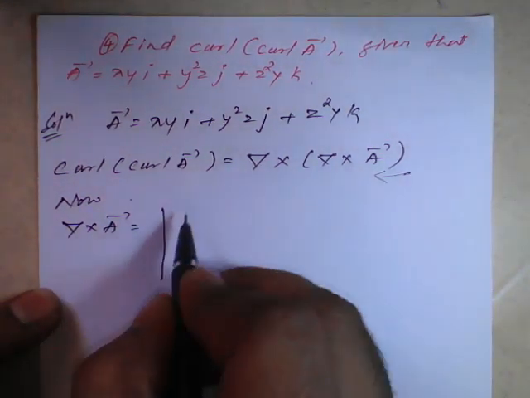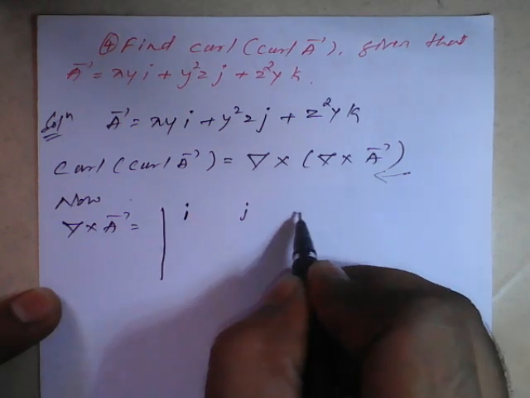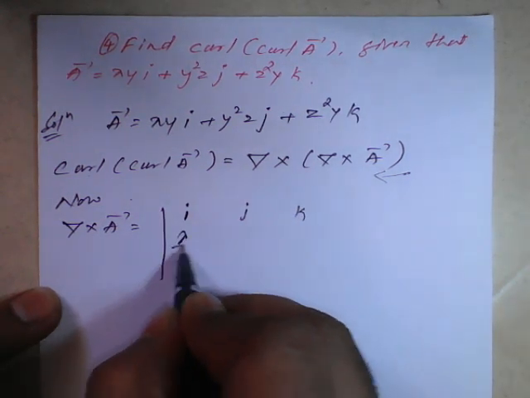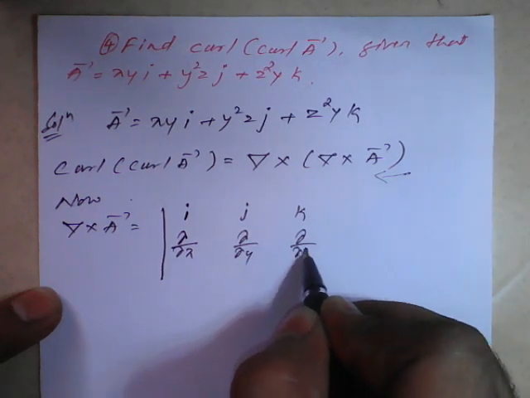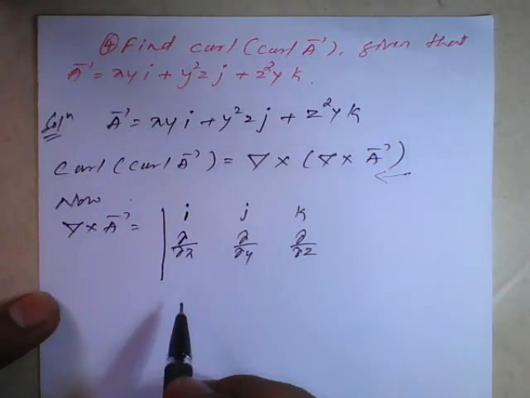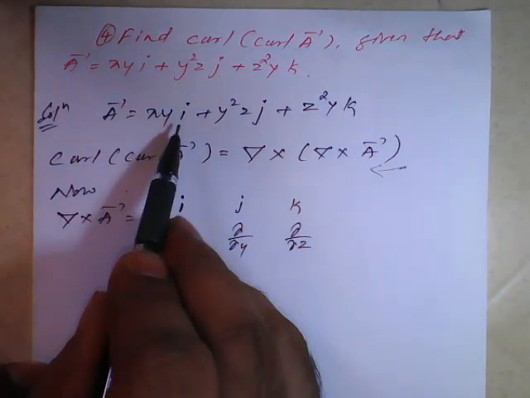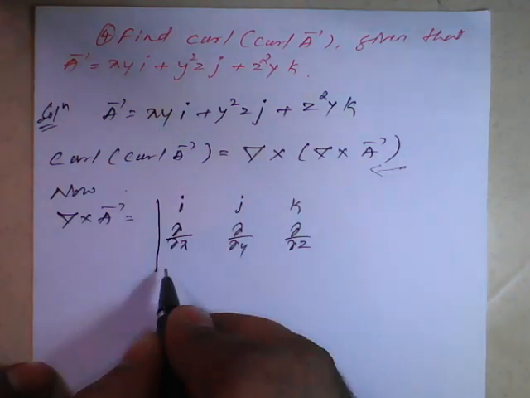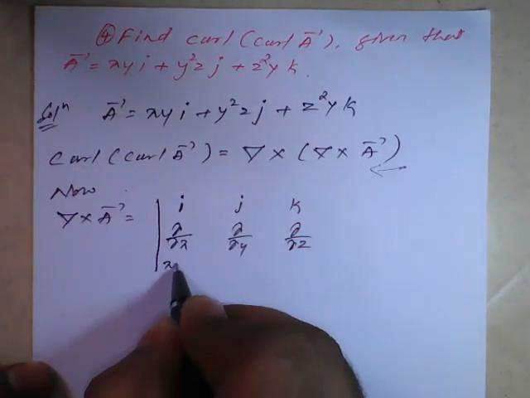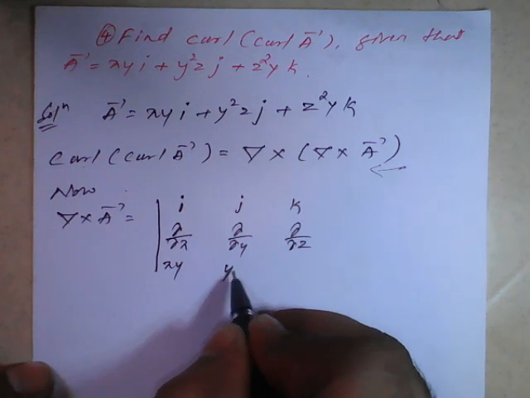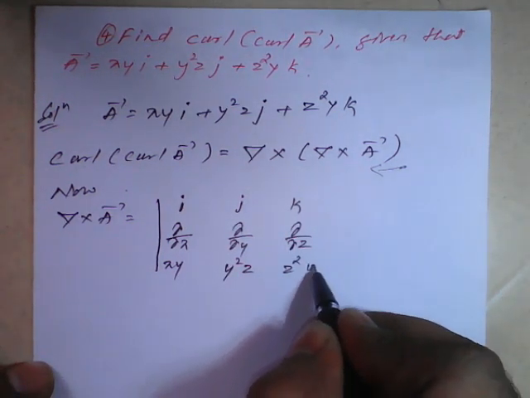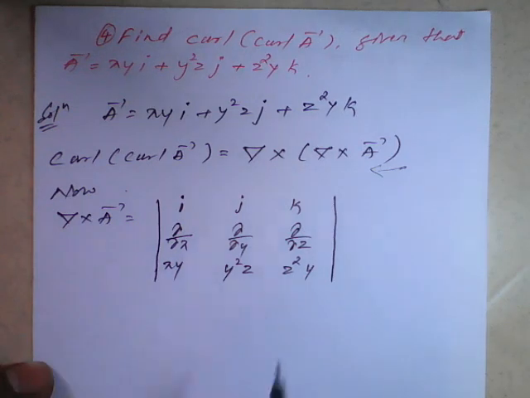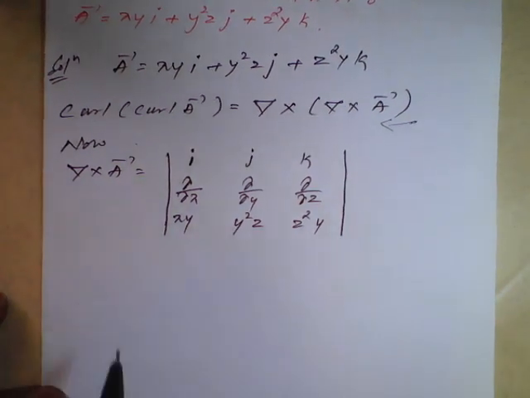Cross means determinant. First row is i, j, k. Second row is dou by dou x, dou by dou y, dou by dou z. Then the third row is the coefficients of i, j, k of the given vector. So the coefficient of i is xy, the coefficient of j is y squared z, and the coefficient of k is z squared y. So we need to calculate the given determinant now.